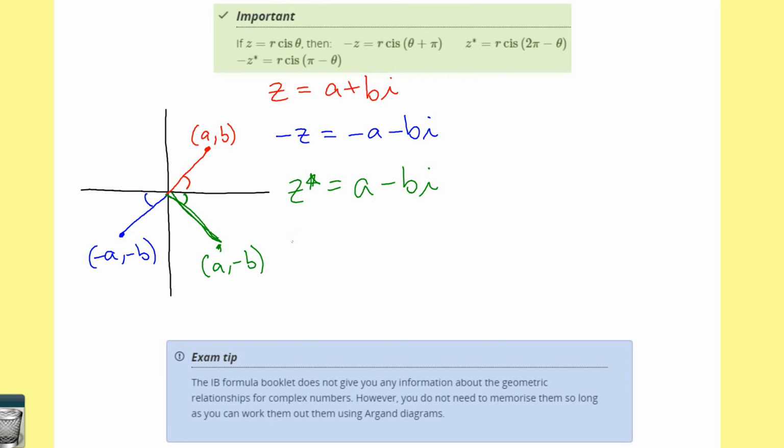So let's do the negative of the conjugate. That's just negative a plus bi. So that's going to be over here, negative a, positive b. So where that angle makes the same, there you're going to do pi minus the angle. The IB booklet's not going to give you anything about this. So that's why I think it helps to visualize it as a complex number and graphing it. I'm all about pictures, pictures, pictures.